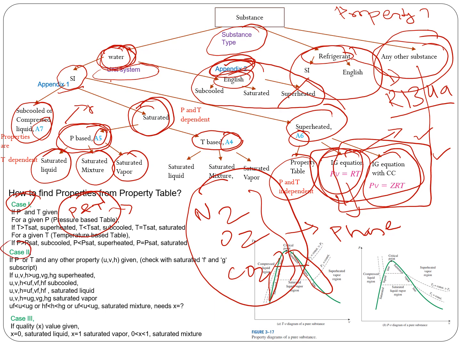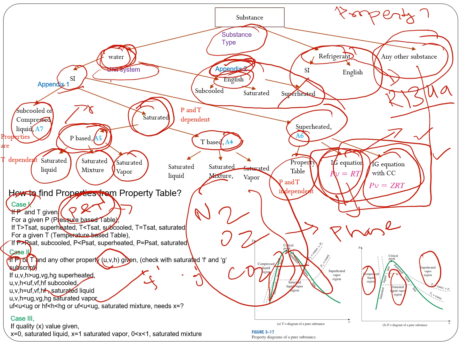Case 2 is not both the pressure and temperature given, but either pressure or temperature is given, and some other property is given. If that is the case, you need to compare this with subscript f, the property value at that pressure or temperature, and then subscript g. Based on that, you'll find whether it's superheated, subcooled, or a saturated mixture. You can make a decision accordingly.